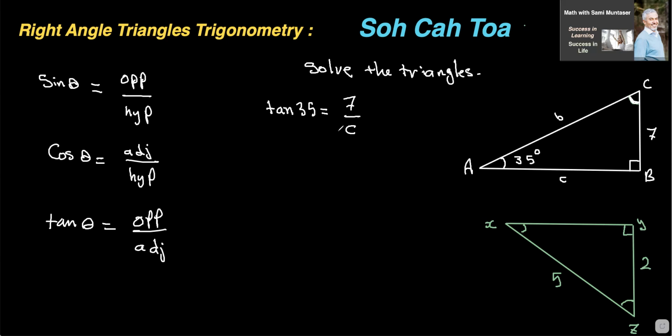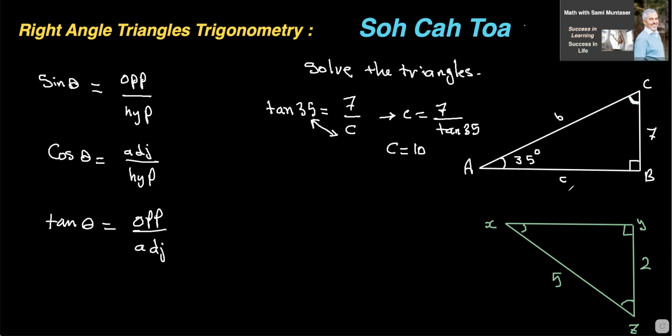Now, anytime your unknown is on the bottom, you switch the c and the tan 35. You cross the c this way and you cross the tan 35 where the c is. So you'll end up with c equaling 7 over tan 35. After that, just go to your calculator, make sure you're in degree mode. You go 7 divided by tan 35 equals, and it gives you 9.99. So I'm just going to say c equals 10.